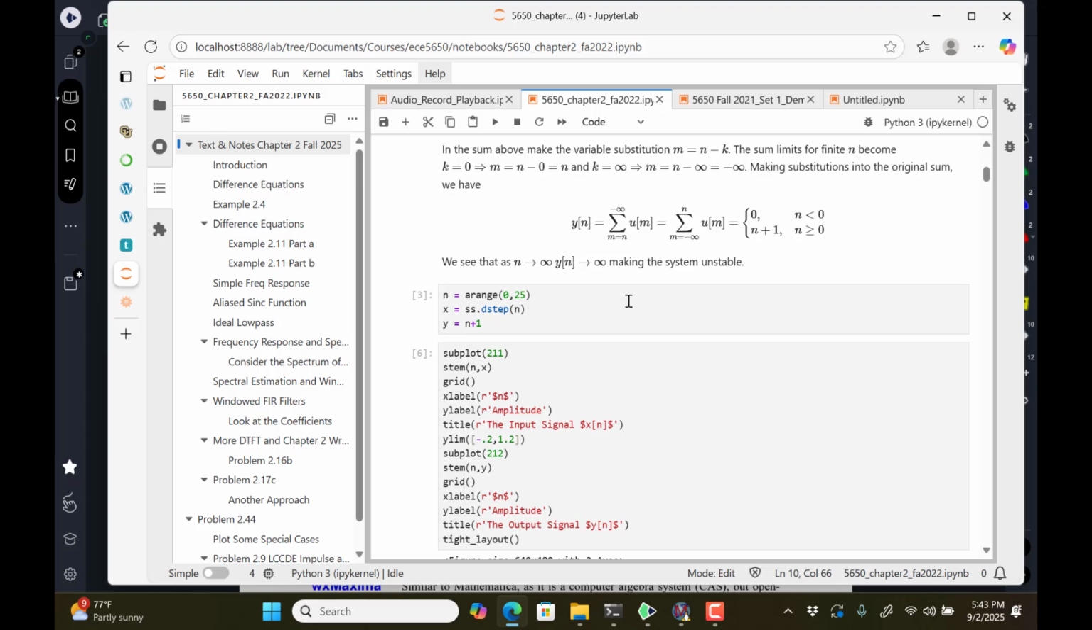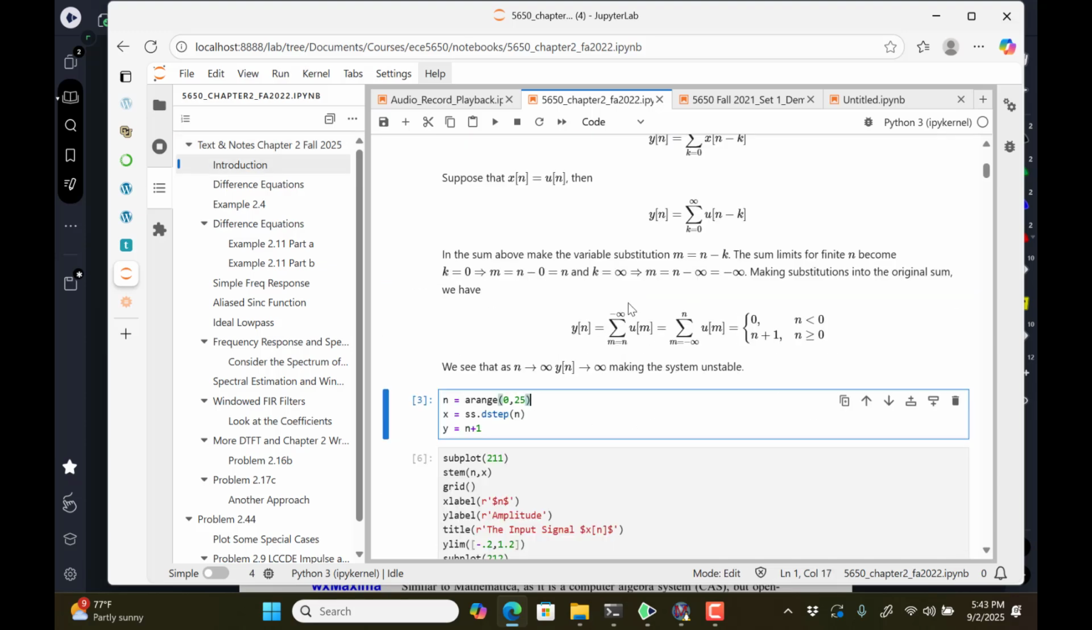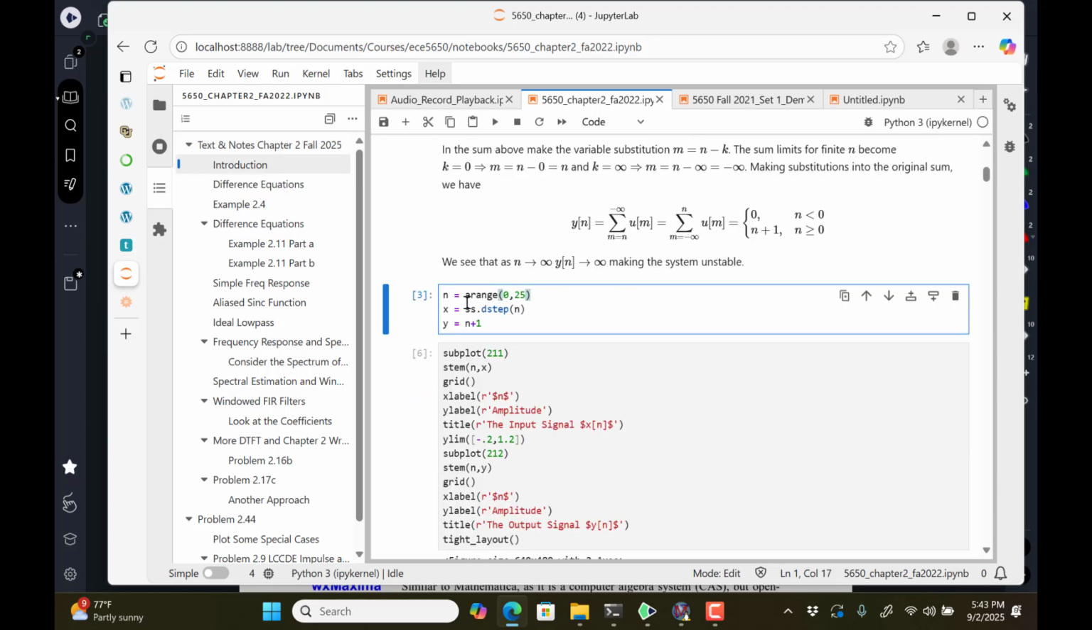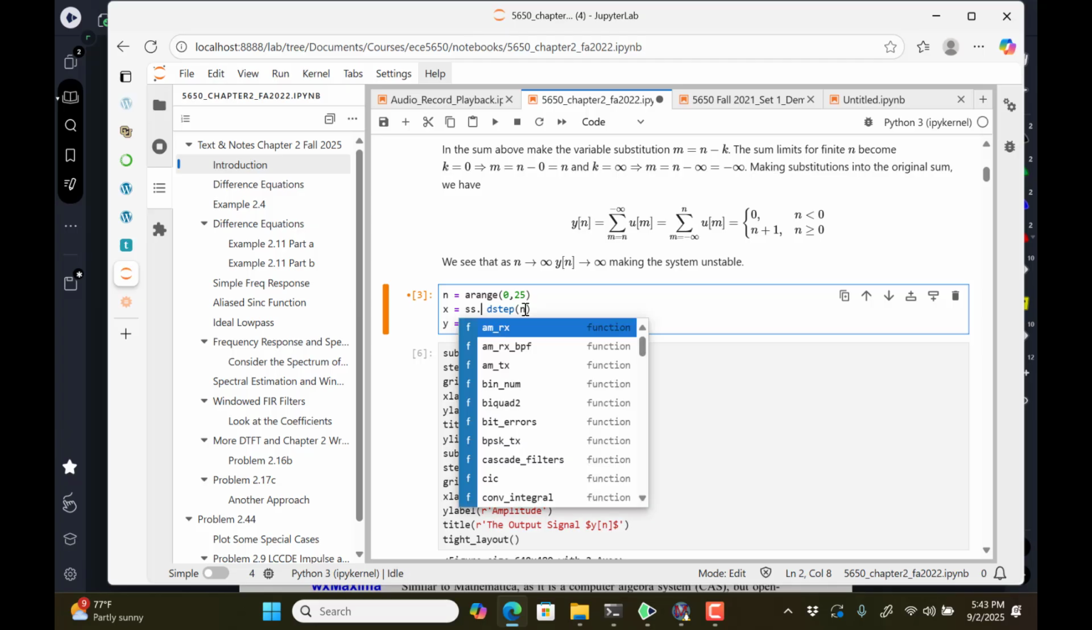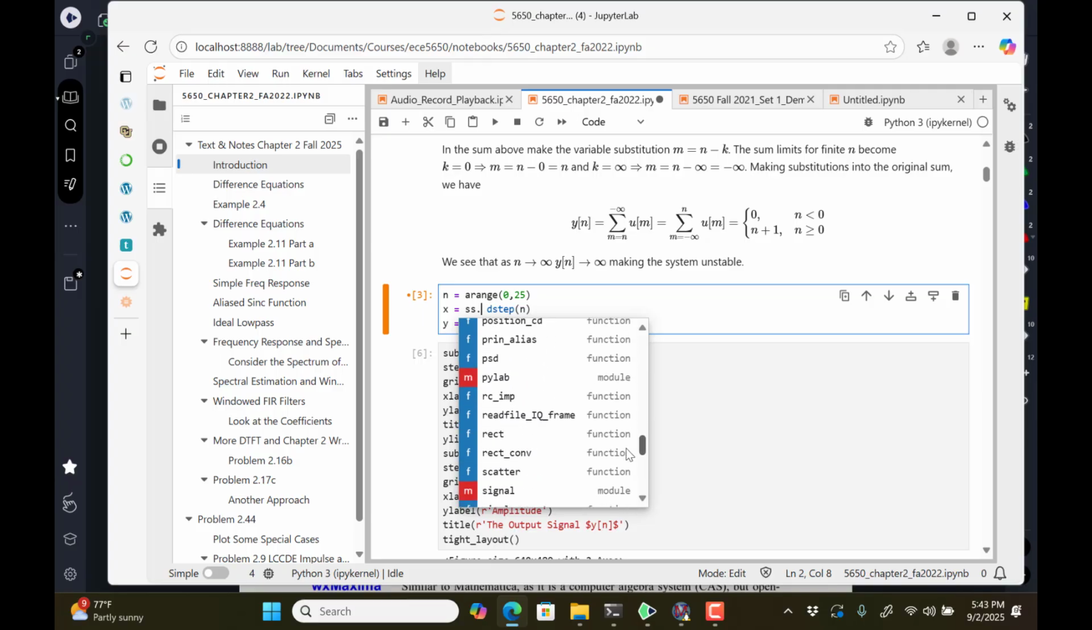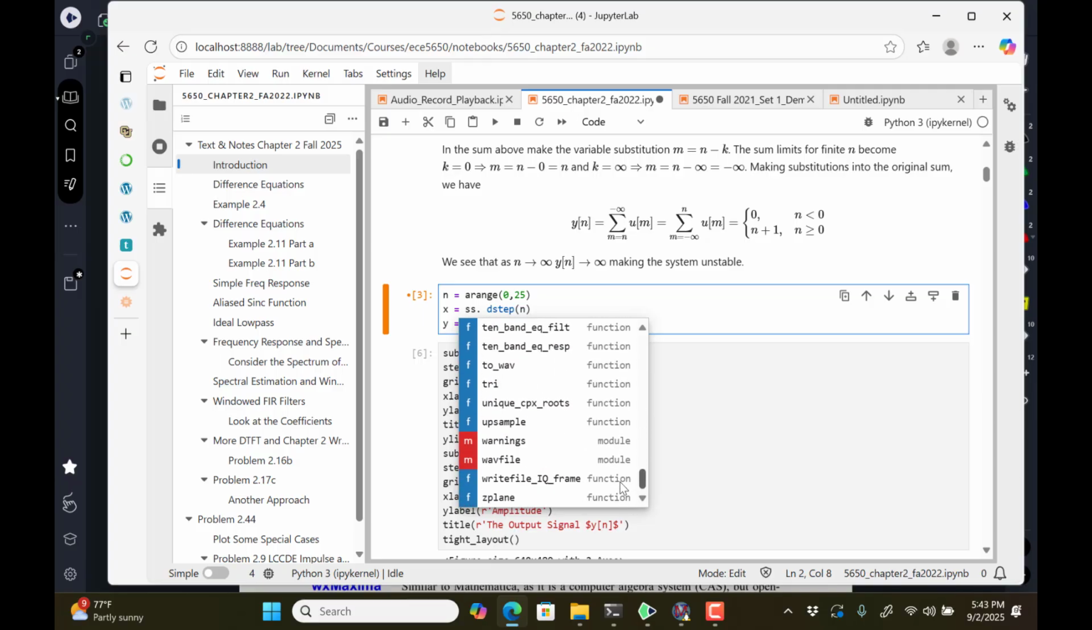And now that you got me going on that, I'll just run a couple lines of code. Here I'm going to say a range of integers going from 0 to 25. I'm going to take a function that's in the library SS, and what functions are in the library SS? Dot, tab, and these are all the functions that are in that SS module. There's a lot of functions inside of there.